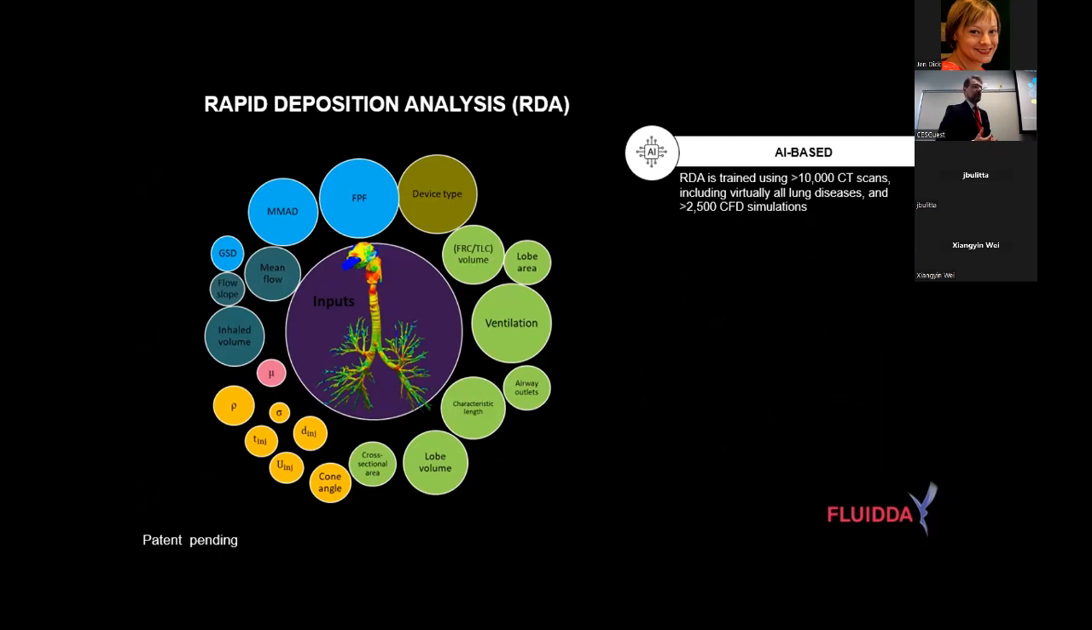It's something that is quite accurate, but also, as we've discussed before, it takes a long time to do these simulations. And that also means that you're usually limited in the number of patients and the number of scenarios that you can do. So what we did, and it was quite recent, in the last year or so, we developed what we call the rapid deposition analysis, or RDA.